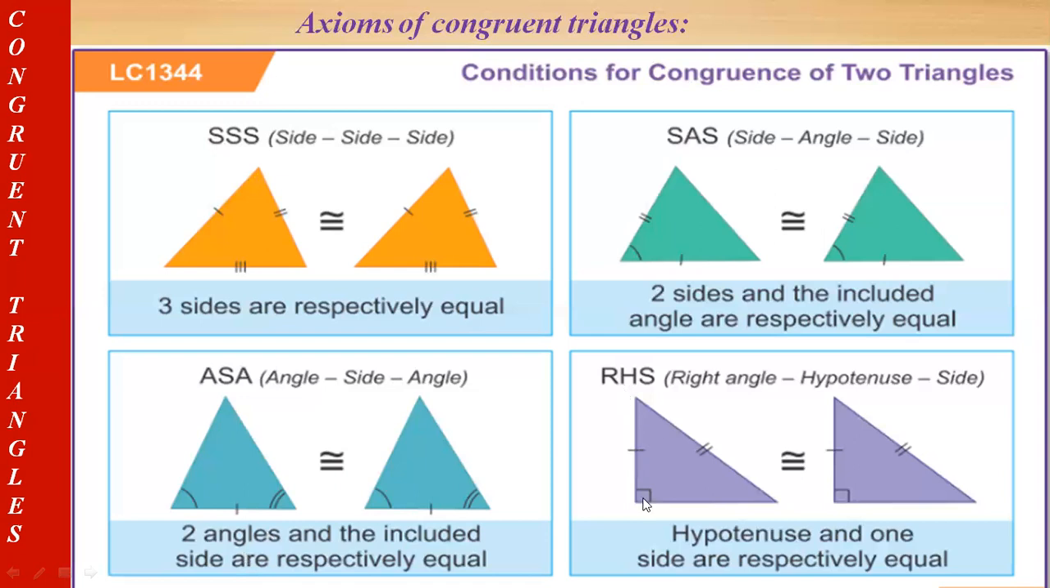Look, right angle is 90 degrees, this right angle and this right angle are equal, and the hypotenuse, the side opposite the 90 degrees, and the hypotenuse are equal, and one side and this side are equal. At that time the hypotenuse and one side are respectively equal, and the right angle is already equal. At that time also the given triangles will be congruent by the RHS axiom.